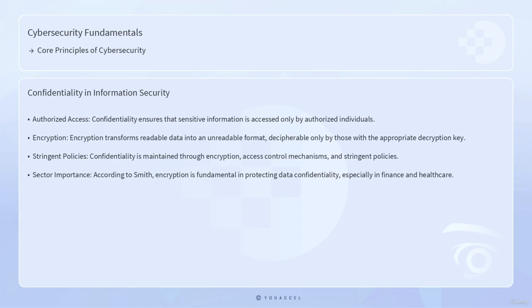According to Smith, encryption is a fundamental technique in protecting data confidentiality, especially in sectors like finance and healthcare, where sensitive information is frequently handled.